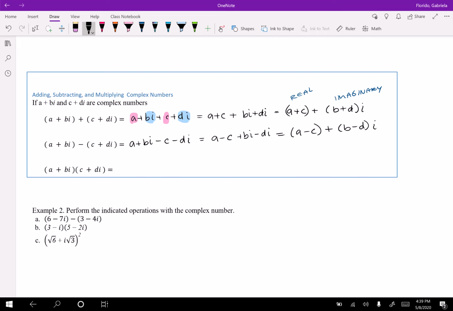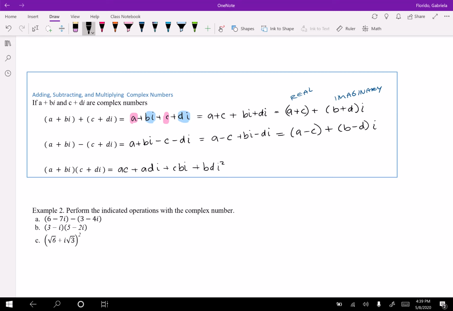FOIL method. Let's try the FOIL method here. Again, I'm going to multiply a times this binomial, and then b times that binomial as well, and combine like terms. So we have a times c plus a times di plus c times bi plus bd, and then i times i is i squared.